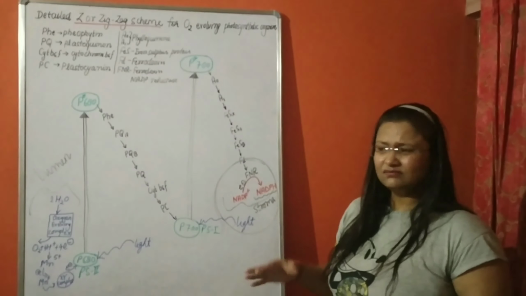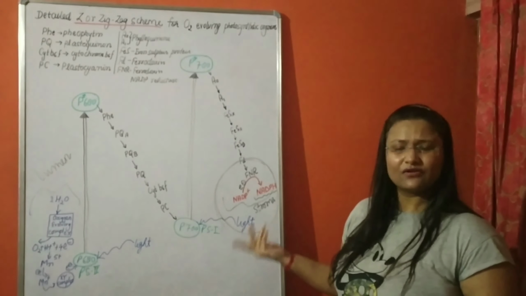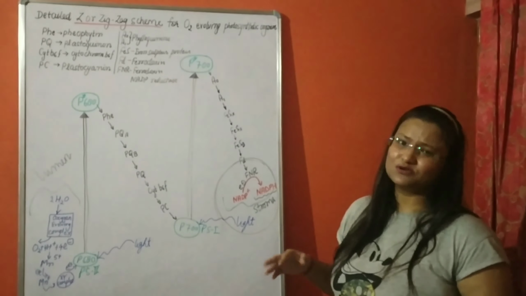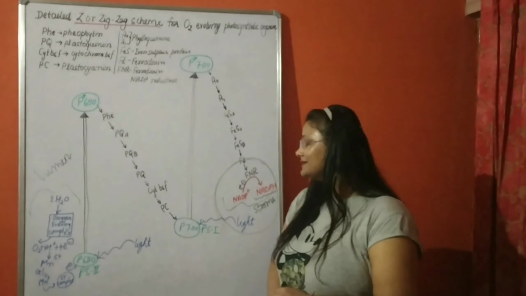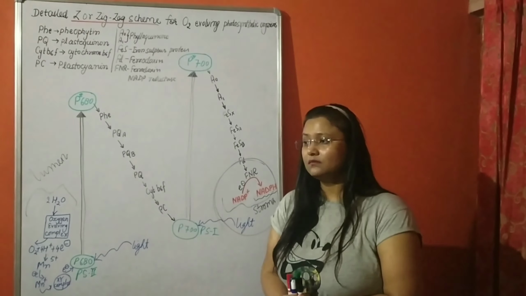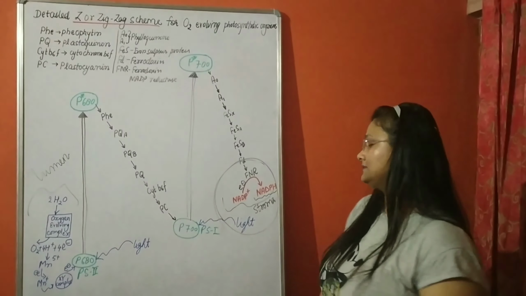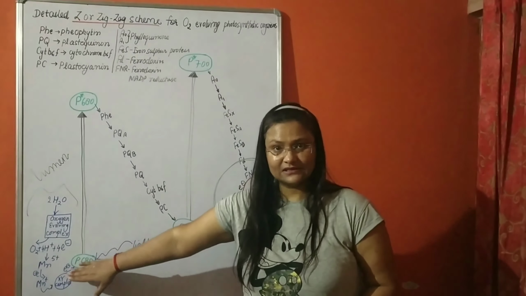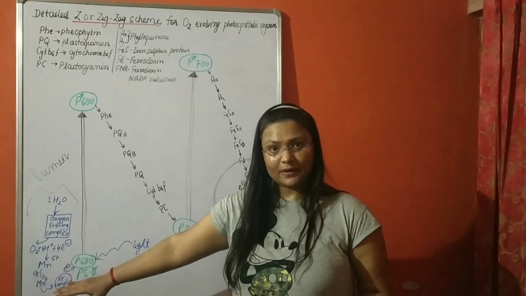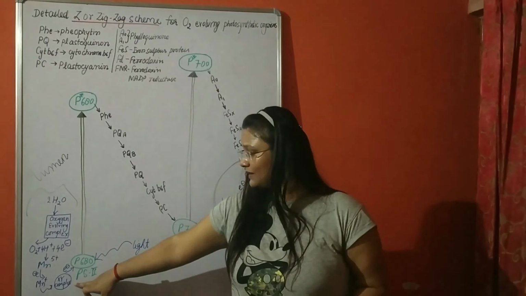Basically, people use these terms, like electron transport system or electron transport chain. That is more or less the same thing. There are two types of electron transport systems, cyclic and non-cyclic. As I told you, here 4 electrons are captured by manganese, and the manganese cycle is operated, in which electrons are transferred to the XY complex one by one.